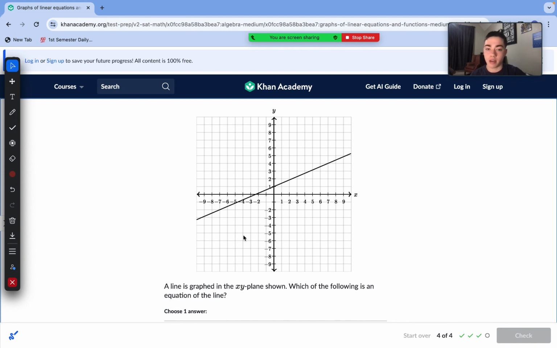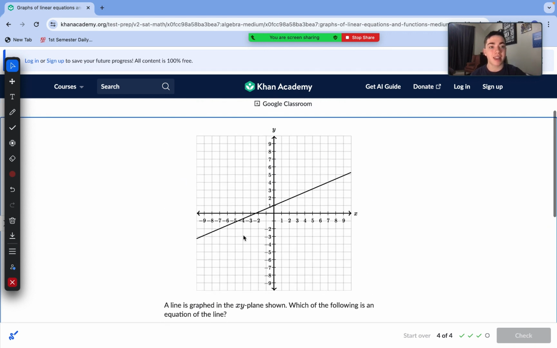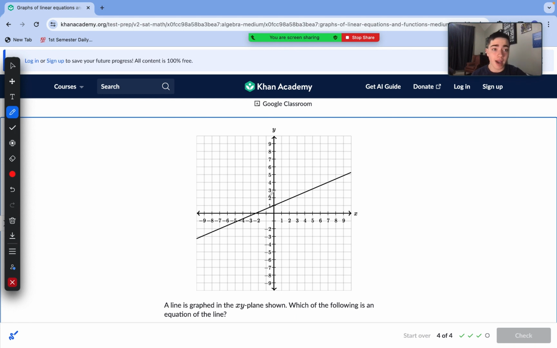A line, very similar to question number 2, which of the following is an equation of the line. Pretty much the exact same format. Let's solve it the exact same way. First, let's look for our y-intercept. Pretty clearly, it is at 1, or 0, 1 in our coordinate plane. So we need to replace our b value with our 1. Let's fill in the rest of our equation. Y equals blank x plus 1.